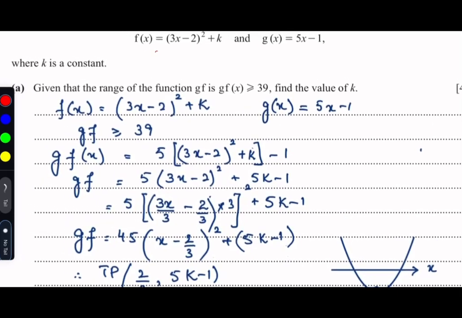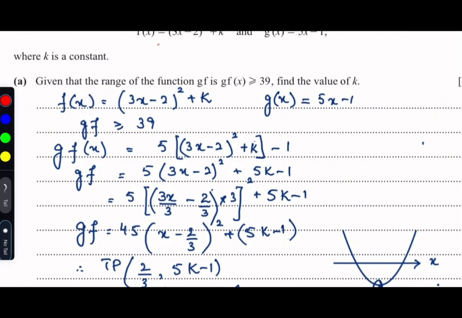So this is a 4-mark question. The only understanding that was required here is of the composite function, how to get the composite function, and then greater or equal to 39. For that, we took help of the quadratic function, and greater or equal to 39 means that they are talking about the y coordinate, which should be greater or equal to 39 here.